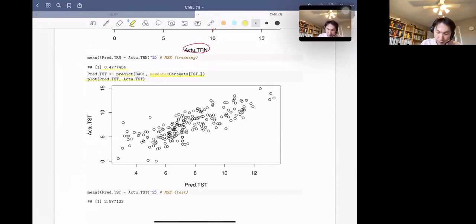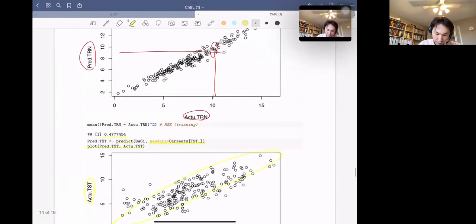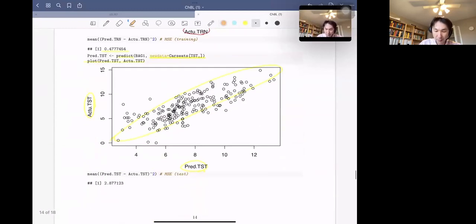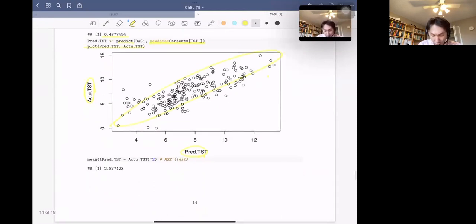And you can see still the correlation is highly positive, but the relationship between predicted value and actual value is weaker. So you can see this is very high correlation, maybe 0.98 or something, but here probably correlation is lower, maybe 0.8 or something like that. Almost always the test error is larger than training error.